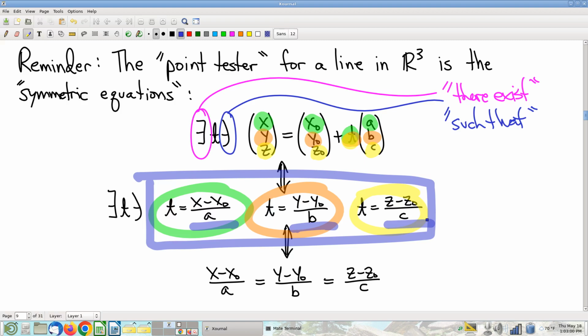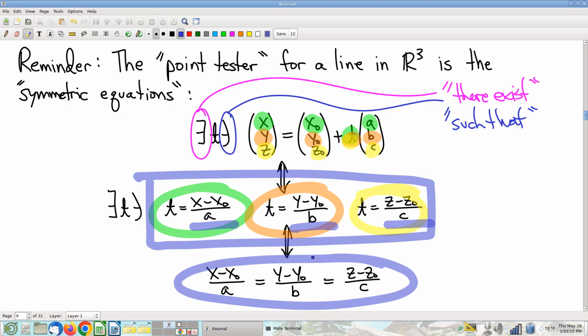And now I make a strategic observation. This question, is there a value of t that's simultaneously equal to all three of these things? Well, that's true if and only if those three things are all equal to each other. I mean, is there a value of t that's equal to 3 and 3 and 5? No, that's stupid, right? Of course not. Is there a value of t that's equal to 4 and 4 and 4? Yeah, of course it's 4. I mean, it's so obvious. It sounds hard when you say it because it's so obviously true, right?